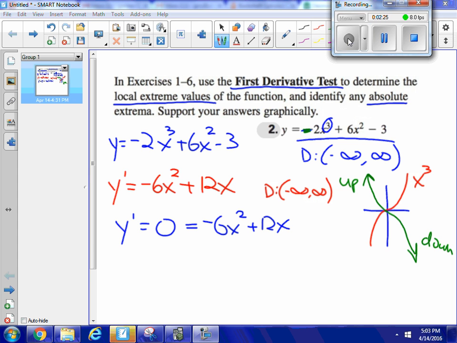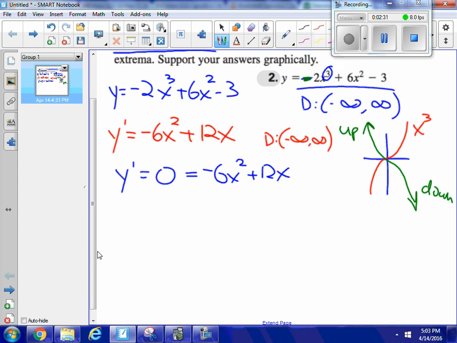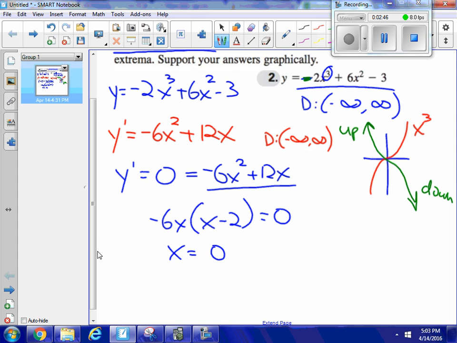I'm going to shift it around a little bit and factor out a negative 6x from this. So negative 6x times x minus 2 equals 0. So I can see that where x is equal to either 0 or positive 2, I'm going to have a 0 in this derivative.